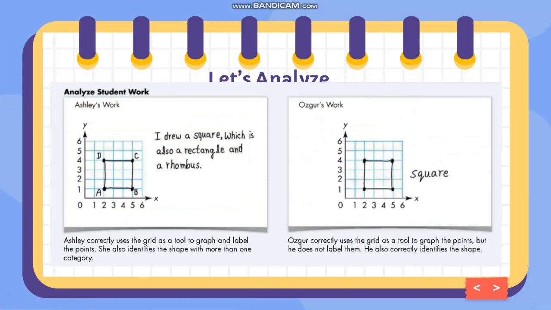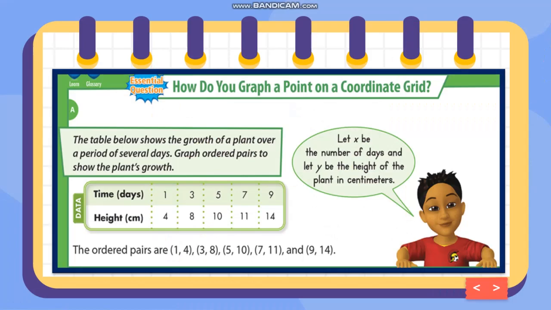Okay. So Ashley correctly uses the grid as a tool to graph and label the points. She also identifies the shape with more than one category. She said that I drew a square, which is also a rectangle and a rhombus. On the other side, Asger correctly uses the grid as a tool to graph the points, but he does not label them. He also correctly identifies the shape, which is a square. Now, let's proceed to the essential question.